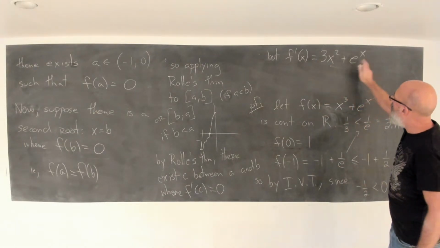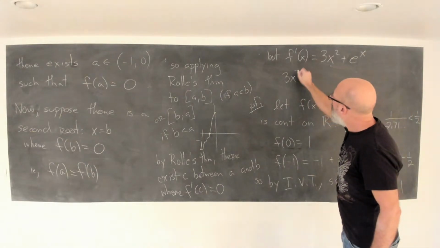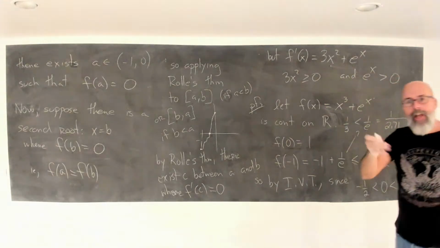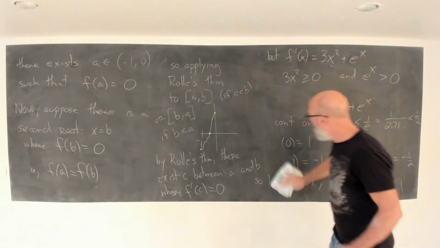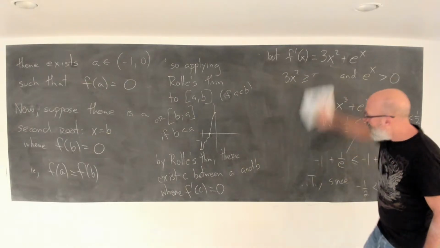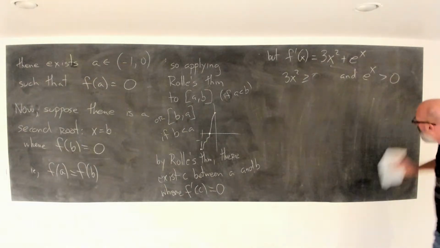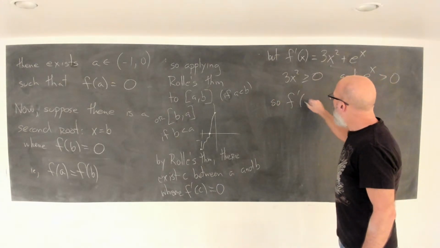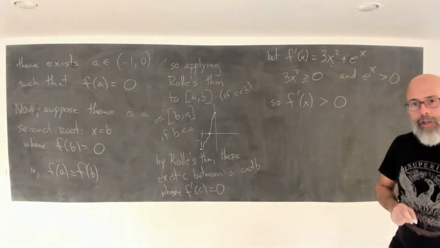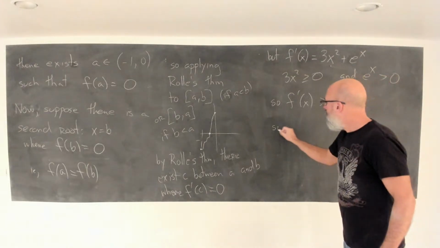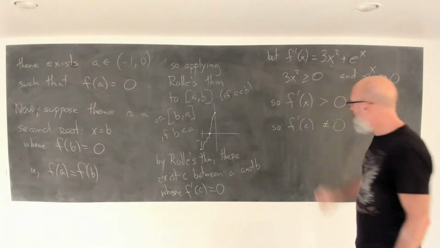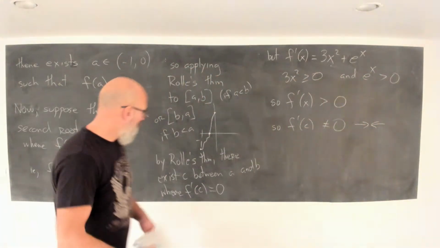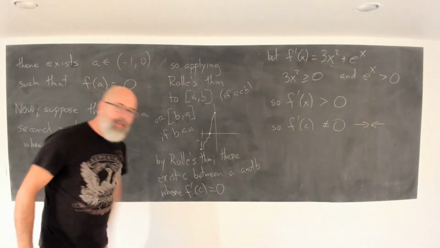3x squared is bigger than or equal to 0, and e to the x is strictly bigger than 0. The exponential is never 0. So f prime of x is always strictly bigger than 0. So f prime of c is never 0. Contradiction. Contradicting the conclusion of Rolle's theorem, where the derivative had to be 0 somewhere.